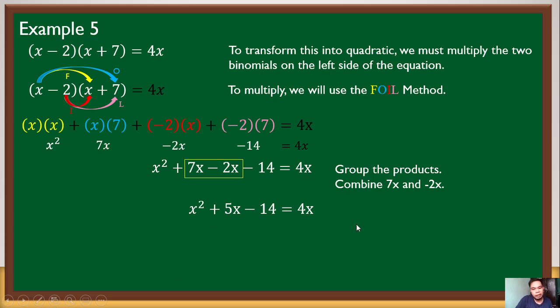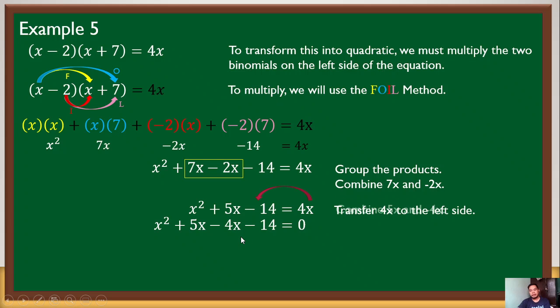As you can see, this is not yet in standard form since the right side of the equation is not yet equal to 0. So what we're going to do is transfer 4x to the left side. And what happens to the term if we transfer it to the other side? It changes its sign. So the sign changes when we transfer it. From positive 4x, when we move it to the other side, it will become negative 4x.